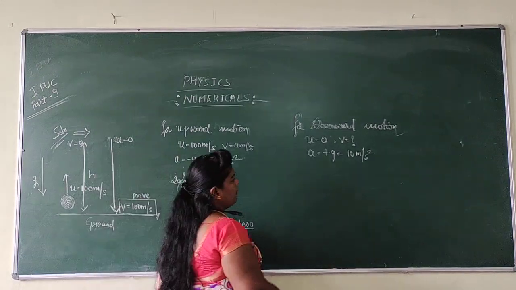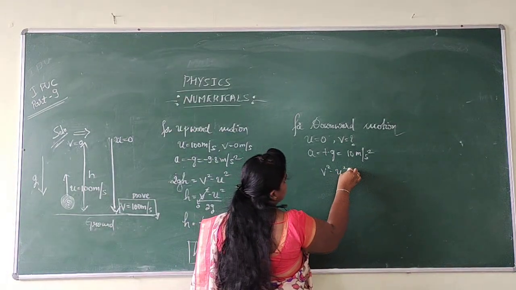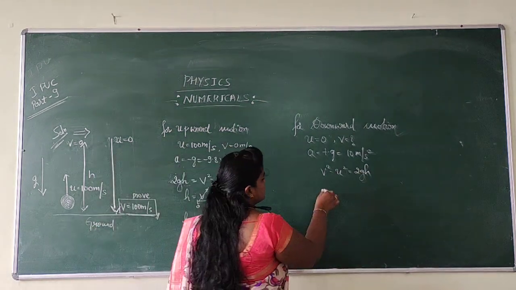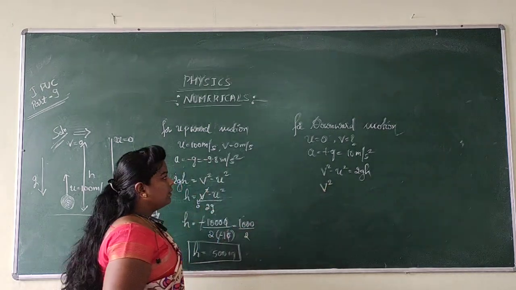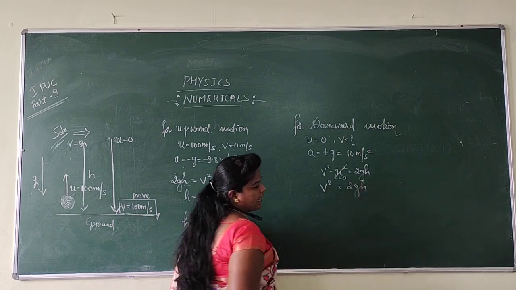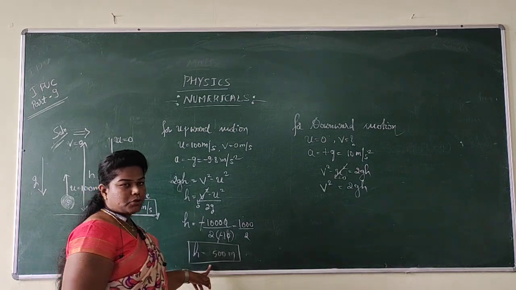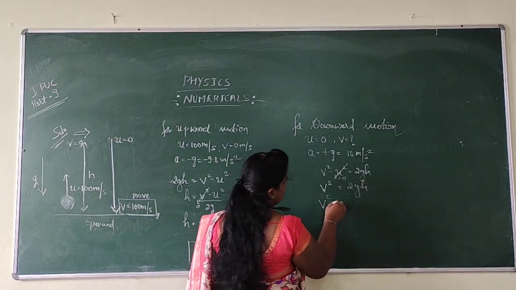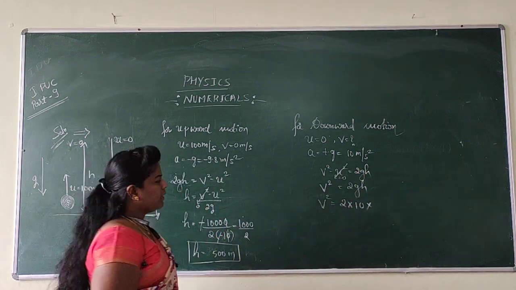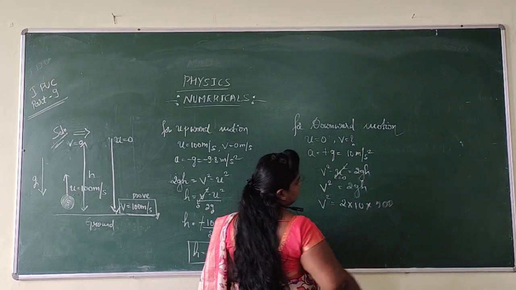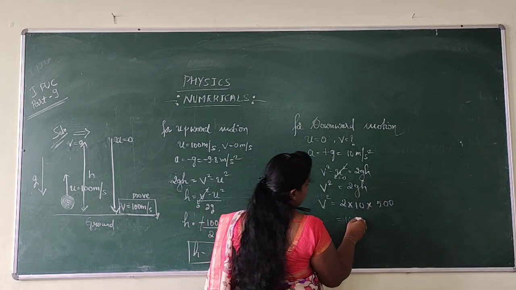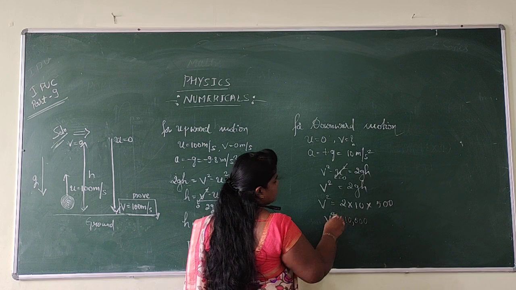Now let us use the same formula, V square minus u square is equal to 2gh. I want to calculate V, so keep V square, whereas u is 0, so this becomes 0. Remaining is 2gh, whereas I calculated h is equal to 500 meters. So V square is equal to 2 into g, which is 10, into 500. 2 into 500 becomes 1000, 1000 into 10 is 10,000. So V square is equal to 10,000.